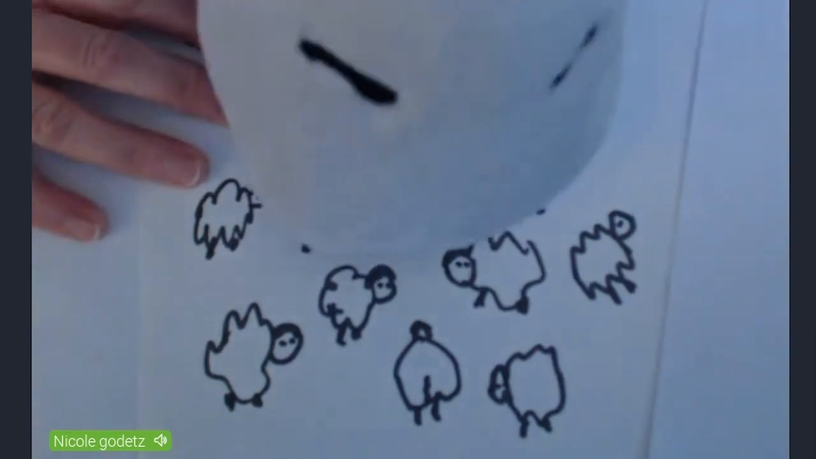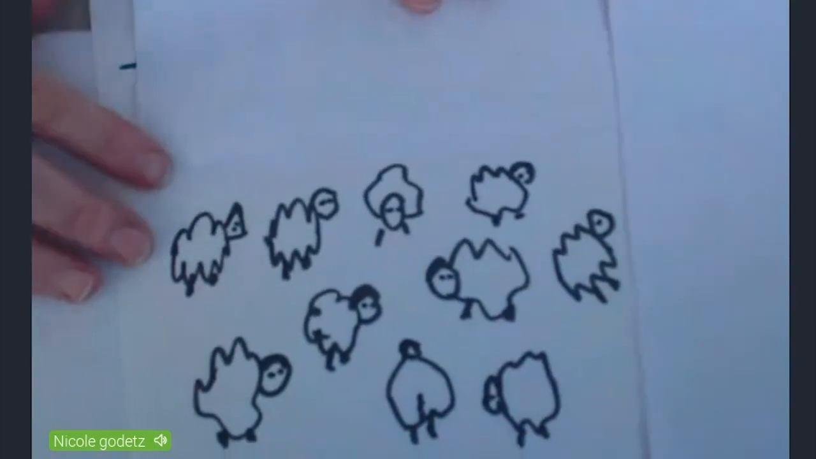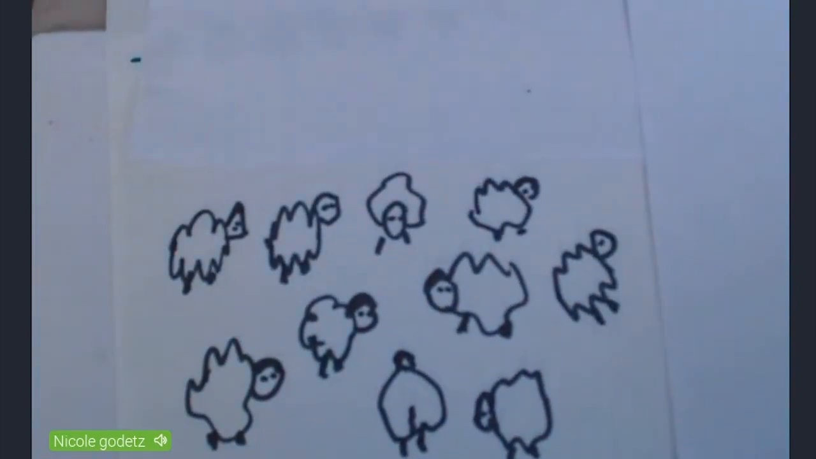Oh no, Rexy, you stay away. You're not allowed to go near sheep. I have to keep you on the lead when there's sheep because you like to chase them, and then the farmer will be very cross.